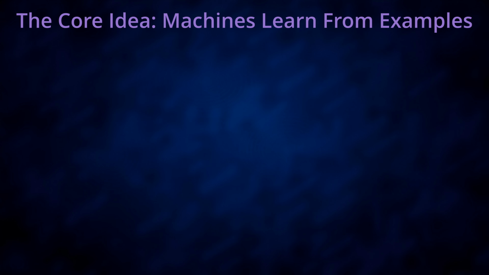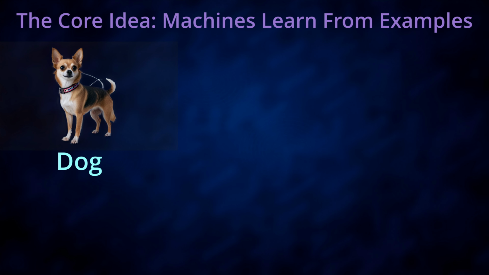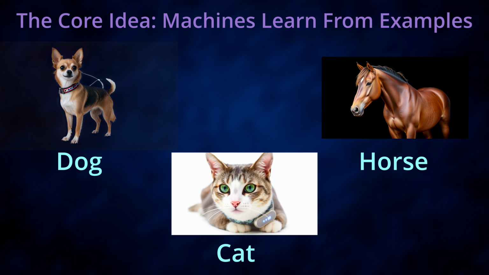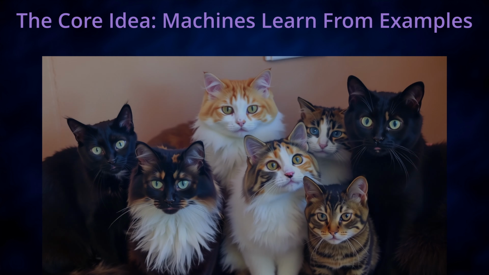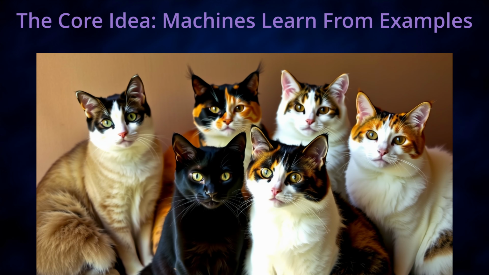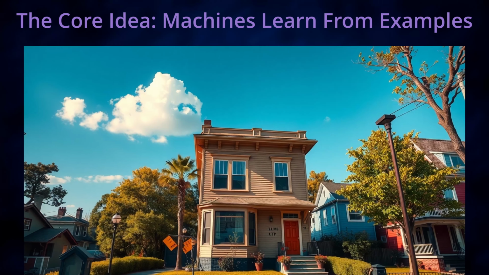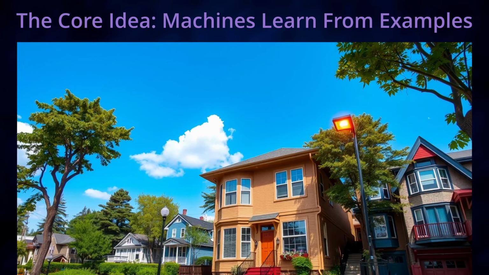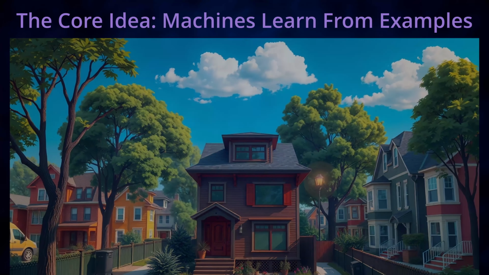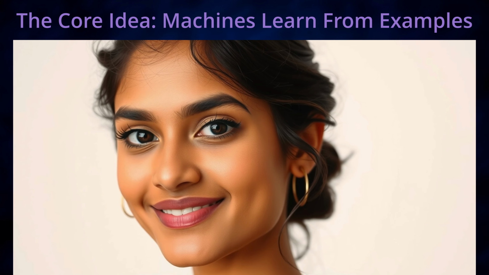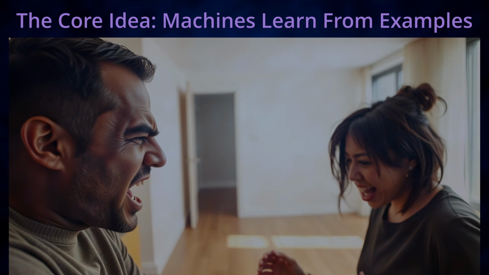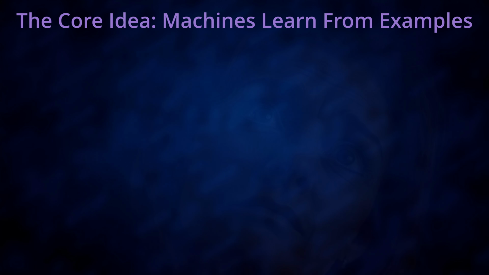The core idea: machines learn from examples. At its heart, supervised learning is simple. You give the model examples, inputs paired with correct outputs, and it learns the pattern. Show millions of labeled cat images, and it learns what a cat looks like. Give house prices and property attributes, it learns how to predict price. Provide sentences with sentiment labels, it learns how to detect emotions.